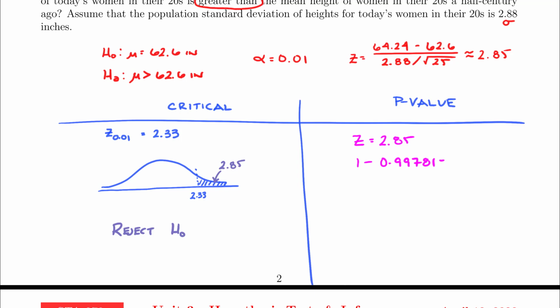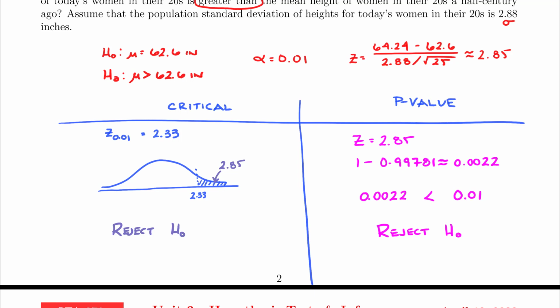And that's going to be approximately equal to 0.0022. So all we have to do now is take that area, 0.0022, and compare it to our significance level of 0.01. We can clearly see that this is less than. So anytime our p-value is less than our significance level, we reject the null hypothesis.